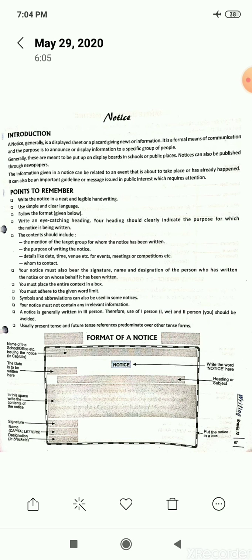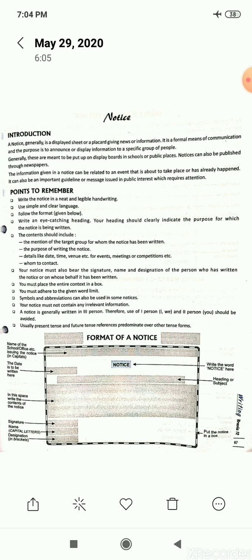We have already discussed that the purpose of writing the notice should be made clear, and that too in very lucid, very clear language. Next, the writer must mention details like the date, time, and venue fixed for the events, meetings, deadlines, etc.